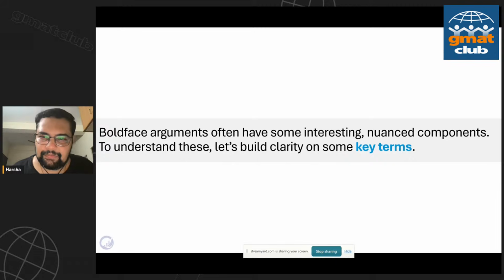So boldface often has such nuanced components, things that seem to go against the central idea, and so forth. One of the most important aspects of doing well in boldface is having some level of clarity on some of those key terms. So let's get right into it.